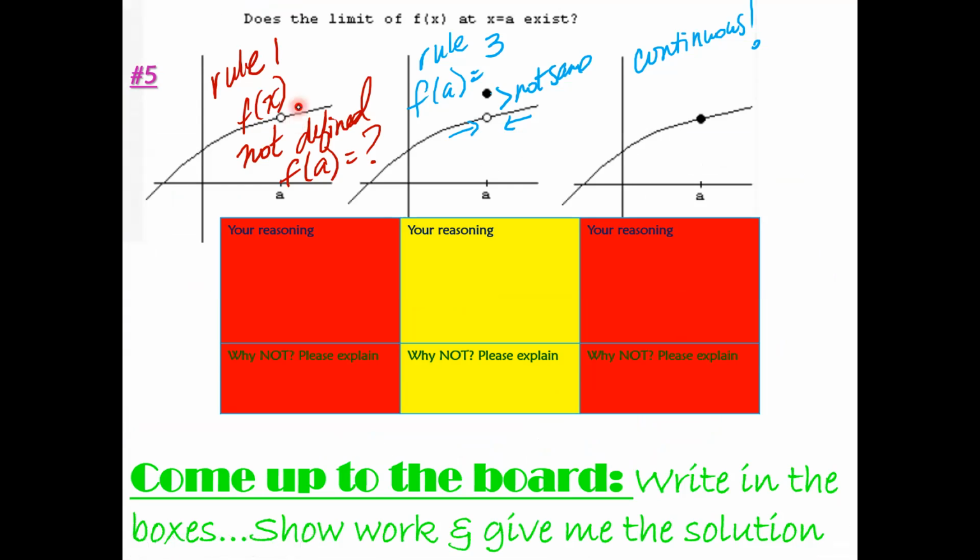Okay, if you take a look at this, rule number 1, f of a is not defined is correct because when x equals a, it's not defined. It's empty, okay? So that's a violation of the 3 rules. Second one, rule 3, f of a is not the same as the limit. As I'm approaching from the left, it is the same as when I'm approaching from the right. However, when x equals a, it is not the same.